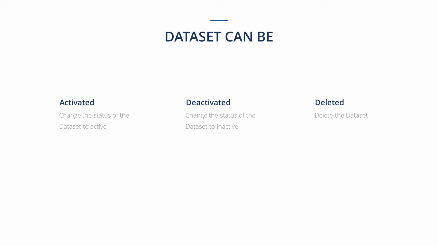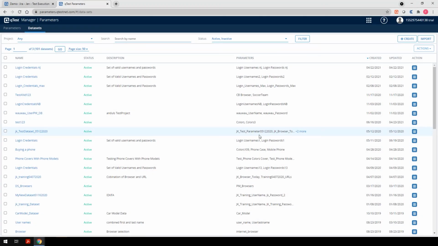It's important to remember that before deactivating or deleting a dataset, you need to verify that it is not being used in any test case. If it is, it will not be deactivated or deleted. To delete, activate or deactivate an individual dataset, click the action icon for the dataset. On the menu that appears, select the appropriate option.